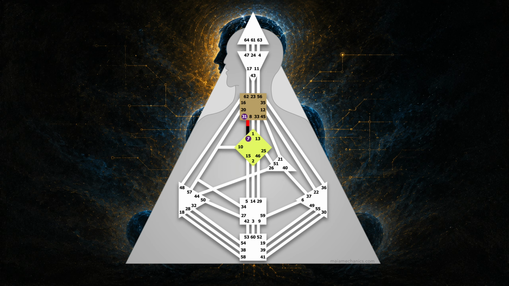The channel of the alpha. The channel of the alpha connects the throat to the G center. This is the channel of leadership, the design of someone who can point out a direction for the collective. This does not have to be formal leadership. It is about exercising influence within a community or a field.